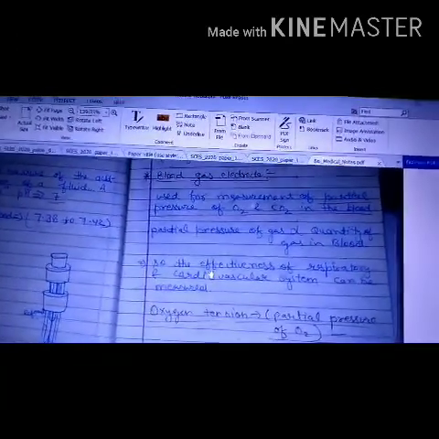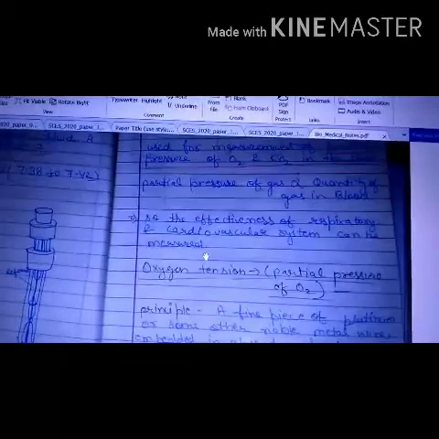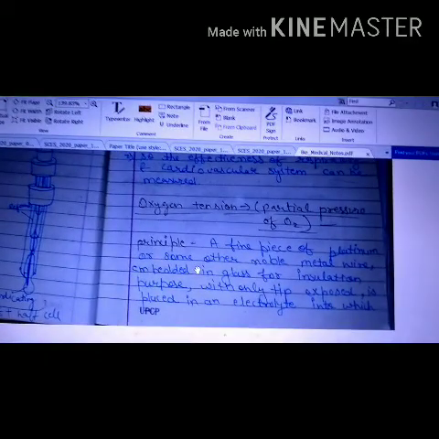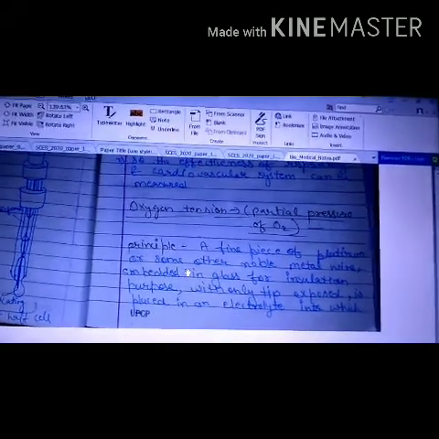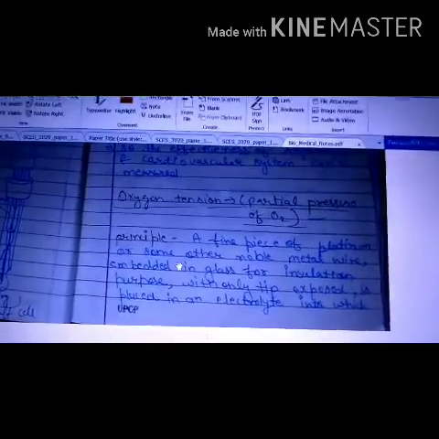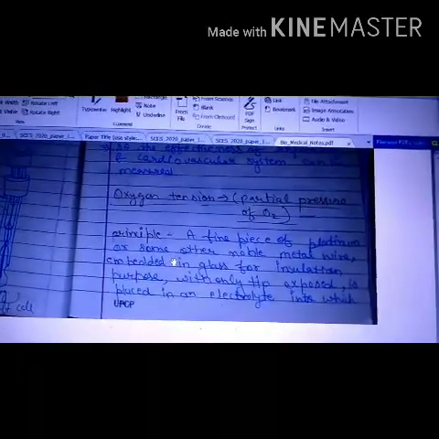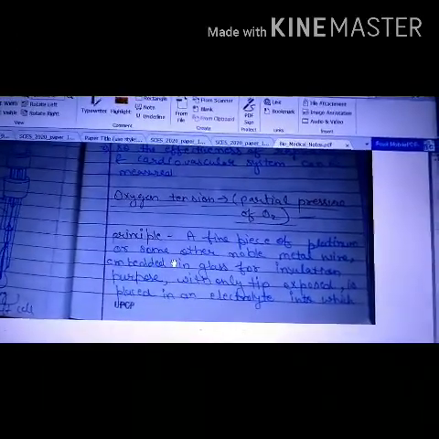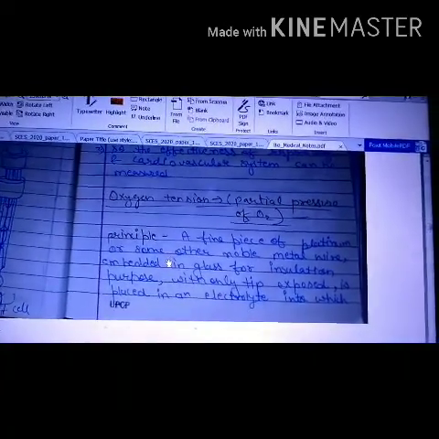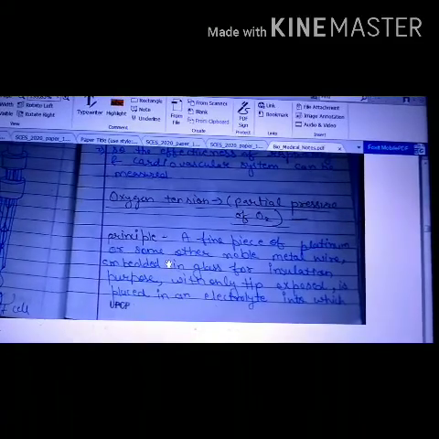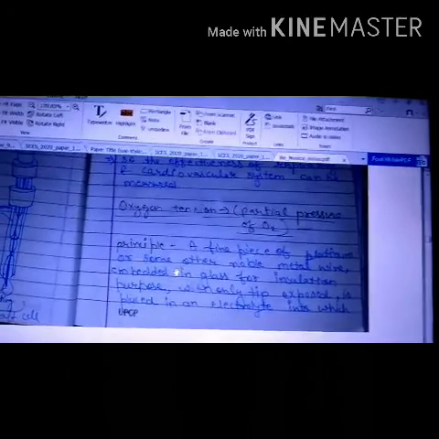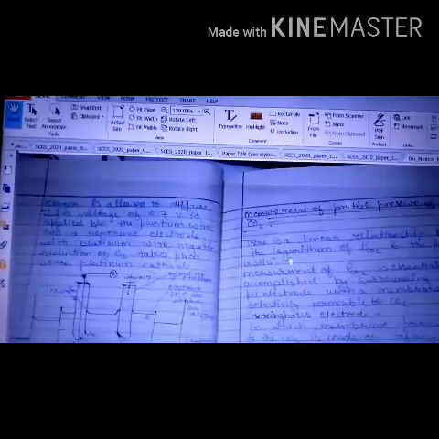The basic principle for the measurement of oxygen tension is that a platinum electrode is used, or some other noble metal wire is used. It is embedded in glass for insulation purposes, with only the tip exposed, to place an electrolyte into which oxygen is allowed to diffuse. So oxygen from the blood can be allowed to diffuse.